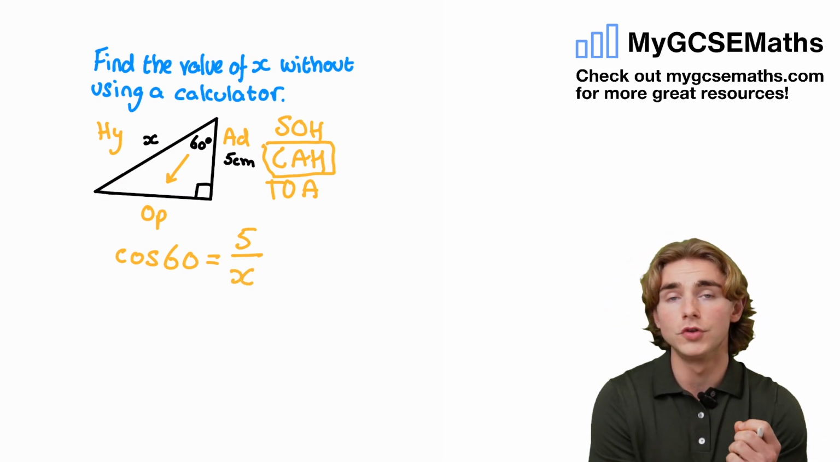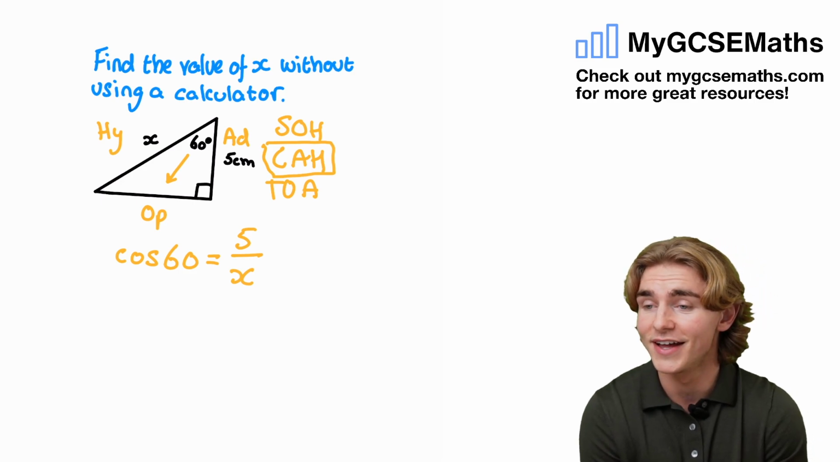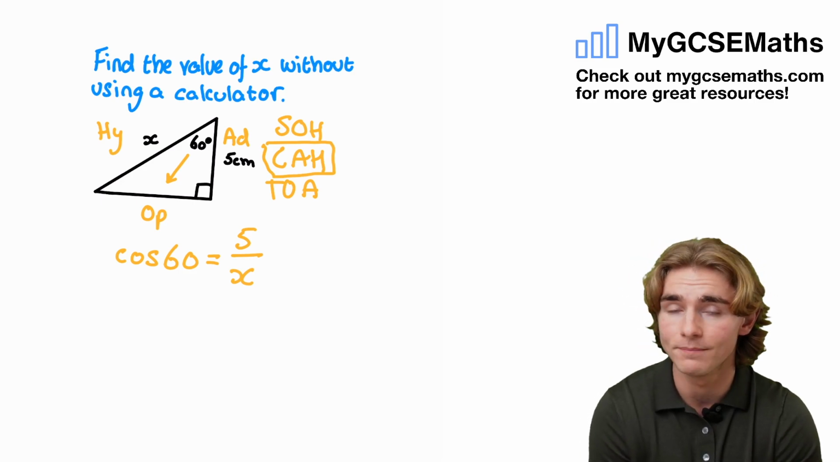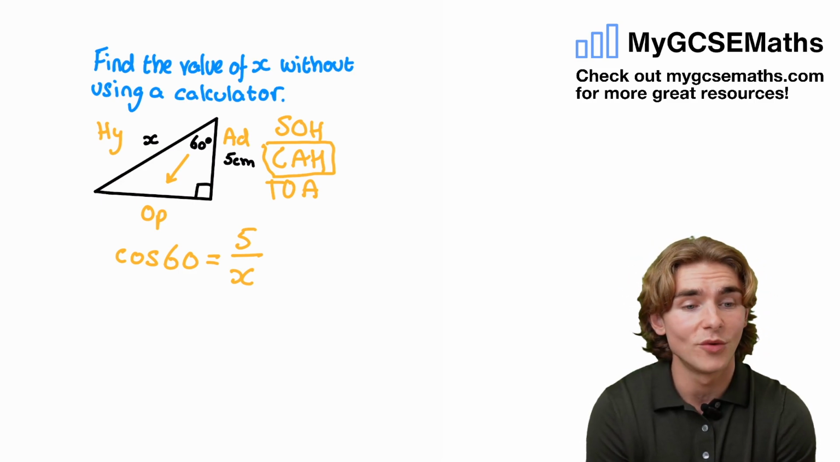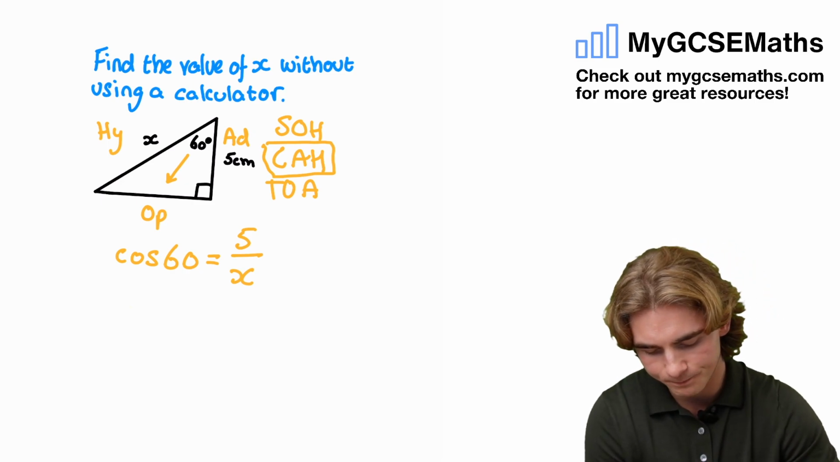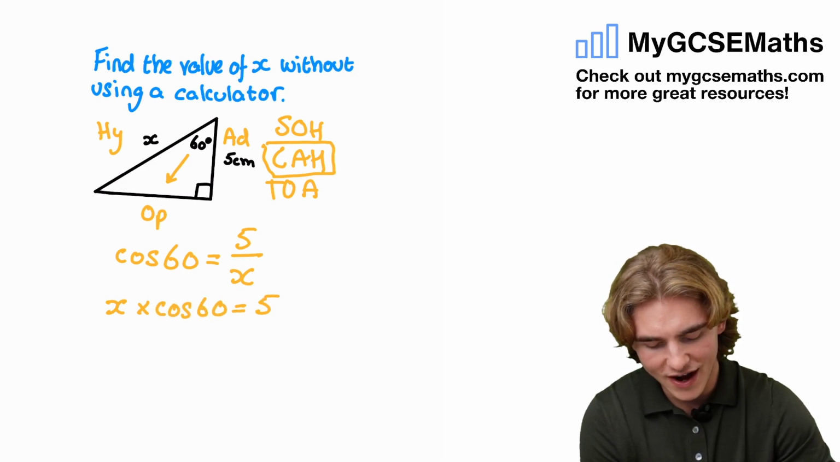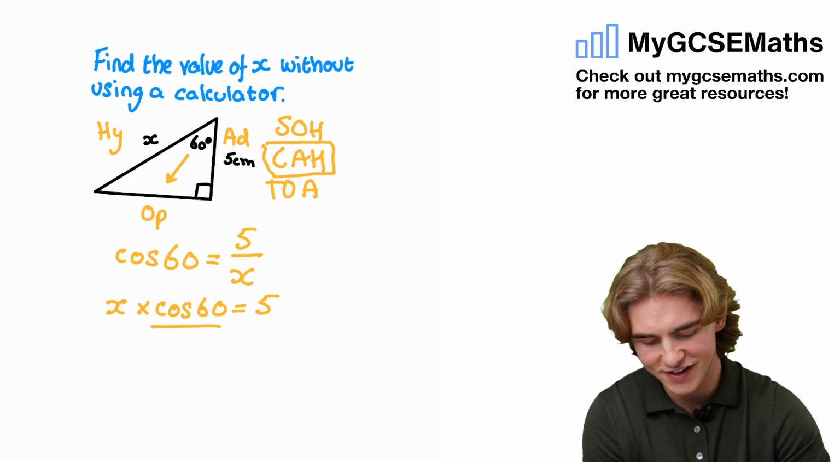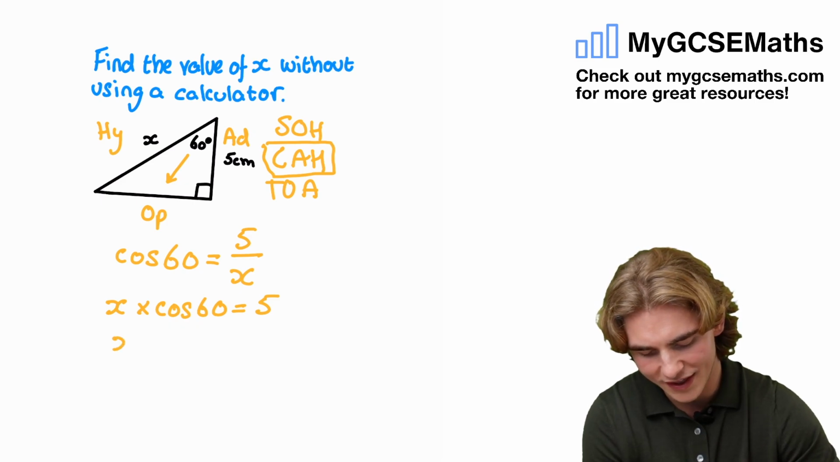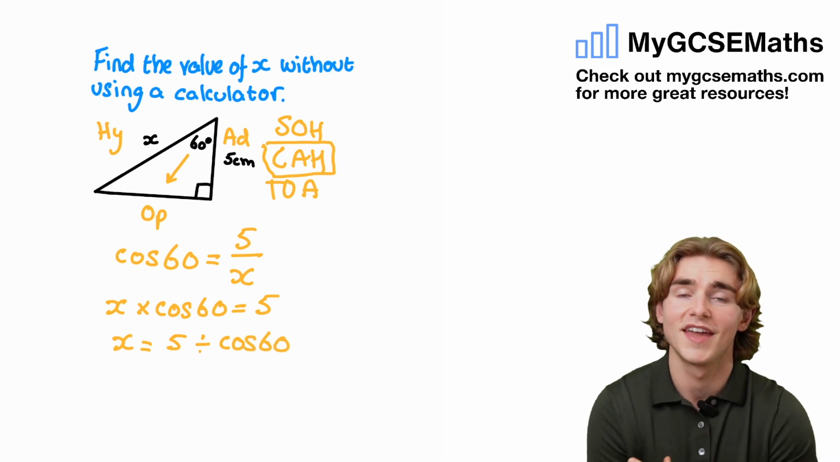Where do we go from there? Normally what we would do is we would rearrange this. We would multiply both sides by x and divide both sides by cos 60. Guys, that's exactly what we're going to do. We're going to follow the regular process. So we multiply both sides by x. We get x times cos 60 is equal to 5. And then we divide both sides by cos 60 to make x the subject. We're going to get x equals 5 divided by cos 60.